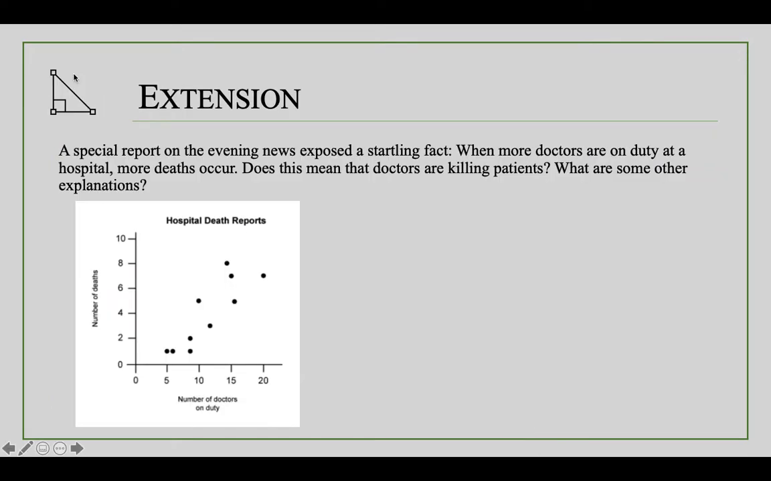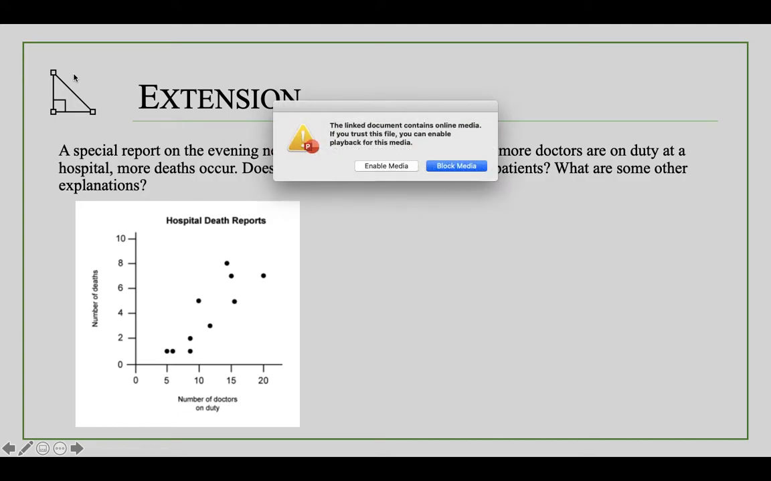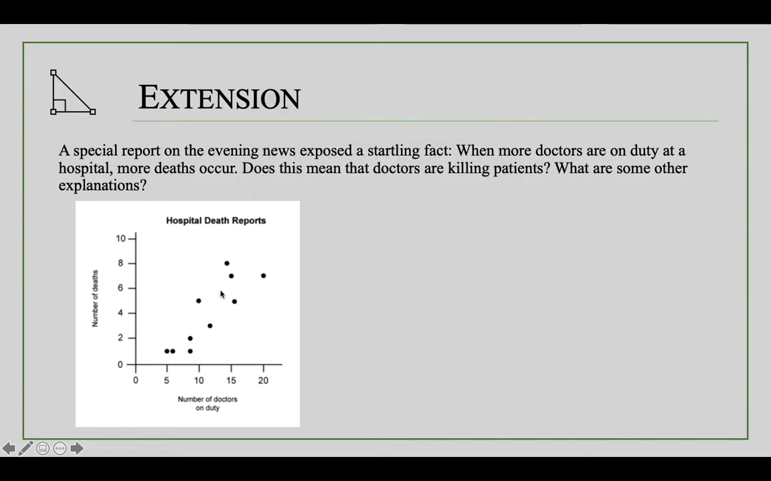Okay, so a special report on the evening news exposes a startling fact. When more doctors are on duty at a hospital, more deaths occur. Does this mean that doctors are killing patients? What are some other explanations? If you're watching this on YouTube, I'd love for you to leave a comment. If you're watching this in class, I'd love for you to chat the answer to me. Do you think that doctors are killing patients? Does that sound like the correct conclusion of this graph?